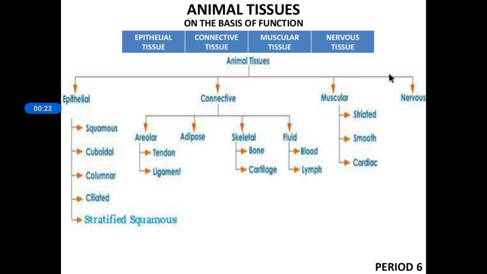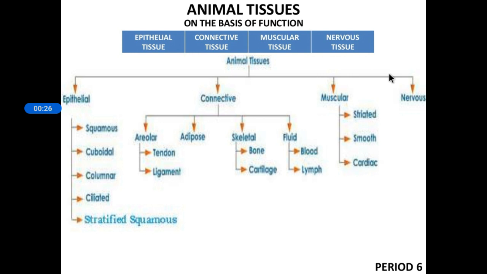Hi students. So in the last video we discussed tissues. Tissue means a group of cells that are similar in structure and work together to achieve a particular function. Then we discussed in detail the plant tissues and their types. And today we are going to discuss animal tissues.